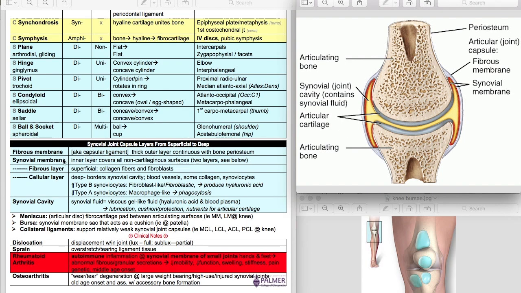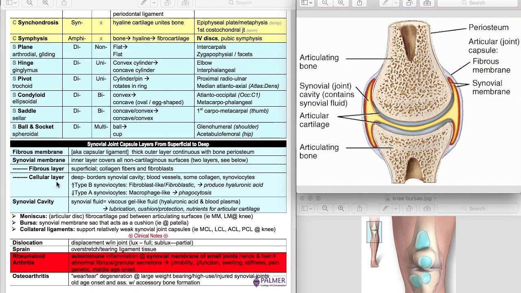Deeper, you'll have a synovial membrane, and this is where it gets a little more complex. It's the inside layer. It's going to cover anything that's not cartilage. And the synovial membrane will have two layers that comprise it. The outer layer of the synovial membrane is going to be this fibrous layer of the synovial membrane. So don't get confused with fibrous membrane. You have two membranes: fibrous membrane, which is the capsular ligament, and then you have a synovial membrane.